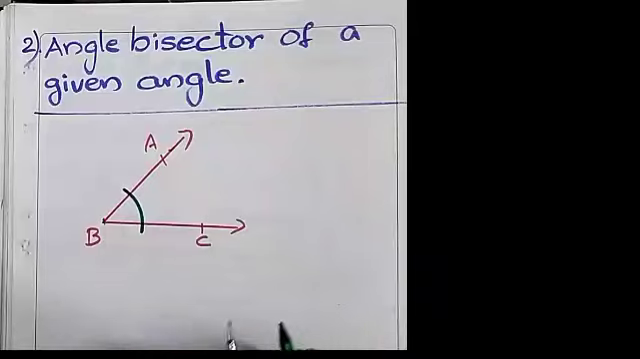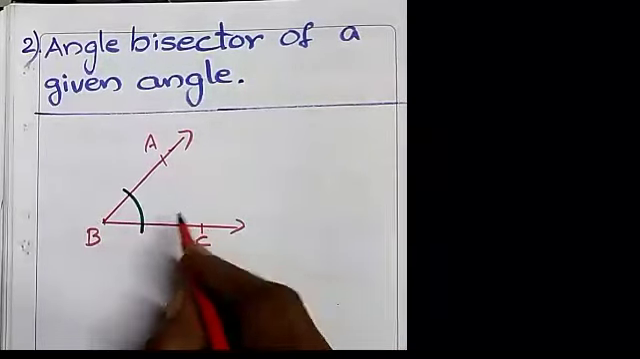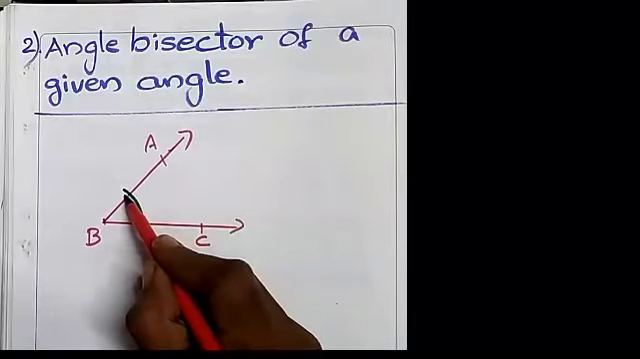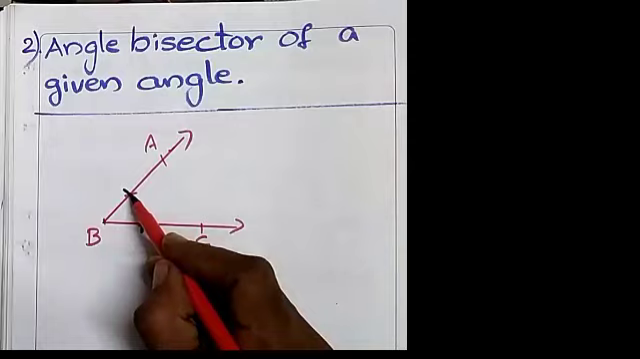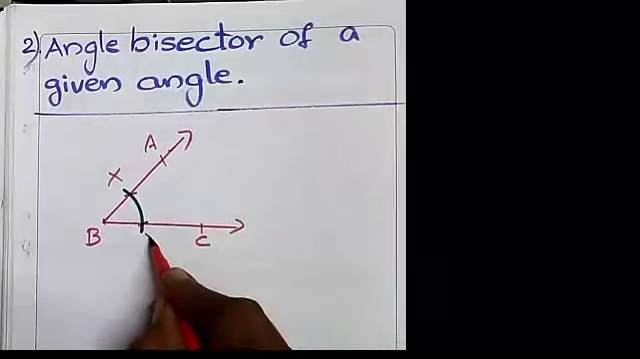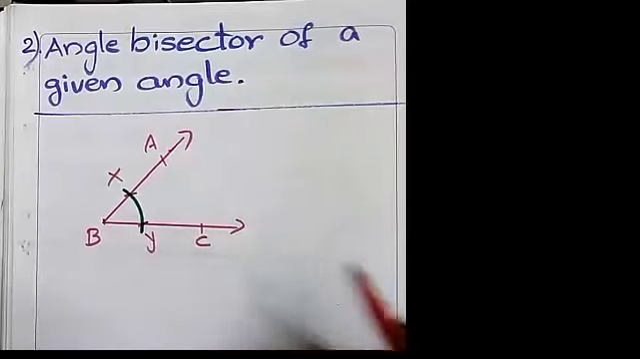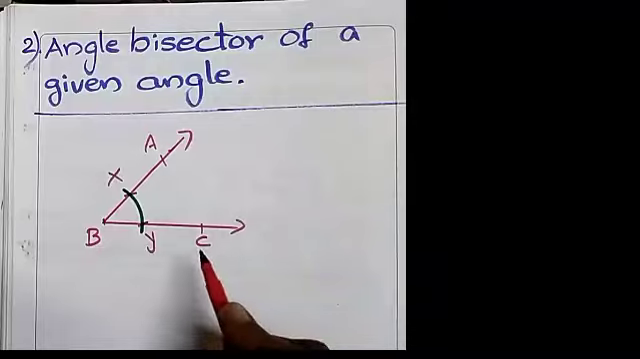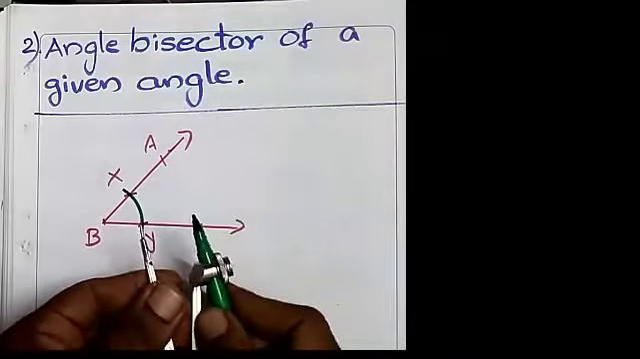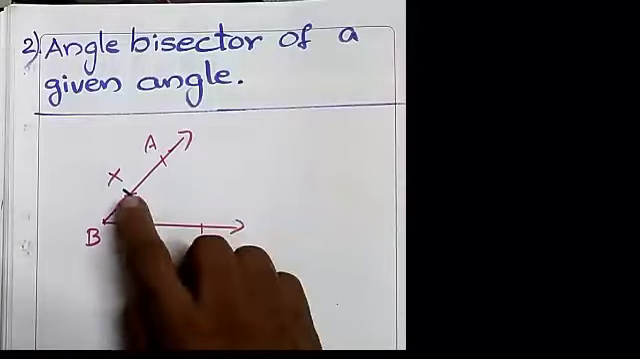Clear? Now the two intersecting points you can see. Here this arc intersects BC at this point, and here it is BA at this point. The two points we can name as X and Y. X and Y.